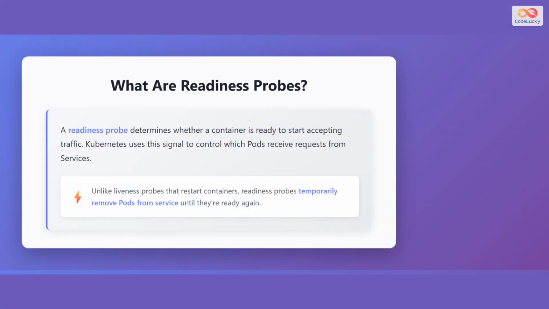A readiness probe determines whether a container is ready to start accepting traffic. Kubernetes uses this signal to control which pods receive requests from services. Think of it as a quality check before allowing customers into a store. Unlike liveness probes that restart containers when they fail, readiness probes temporarily remove pods from service until they're ready again. The pod continues running, but it simply won't receive any new traffic during this period.